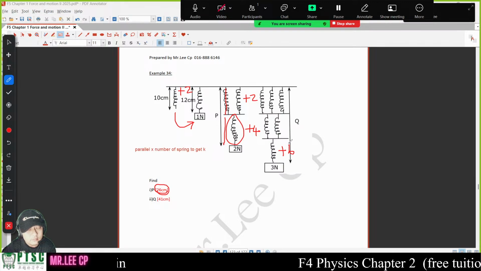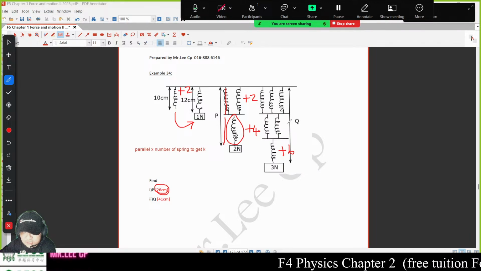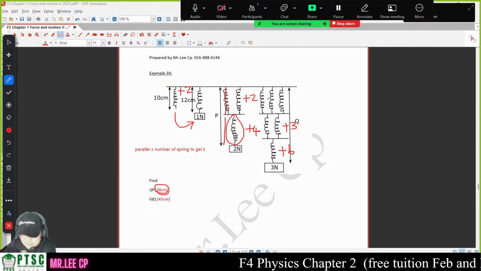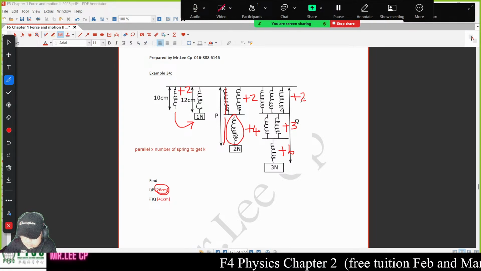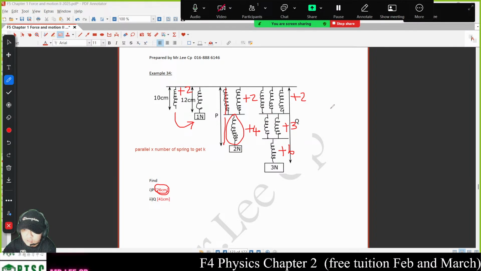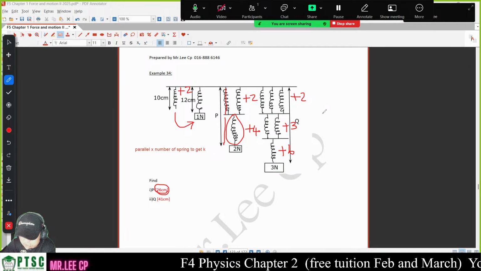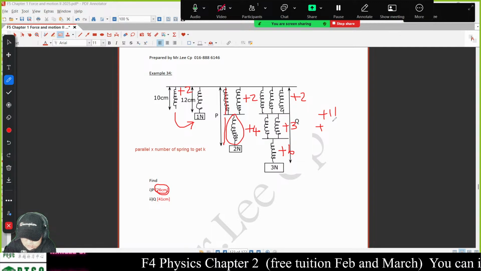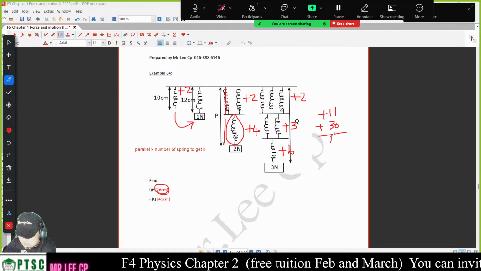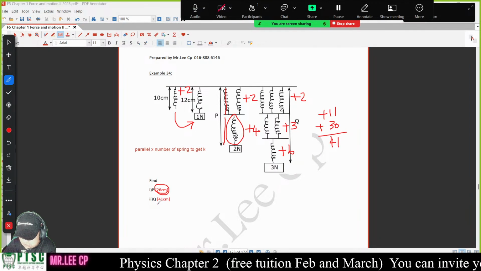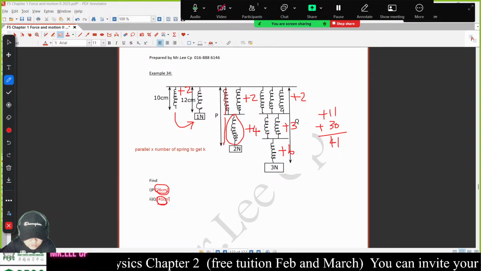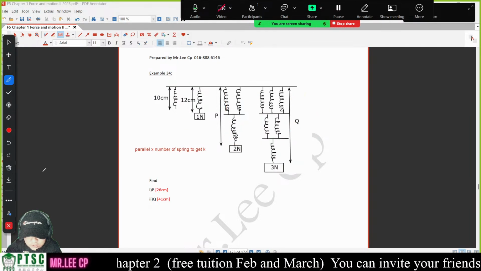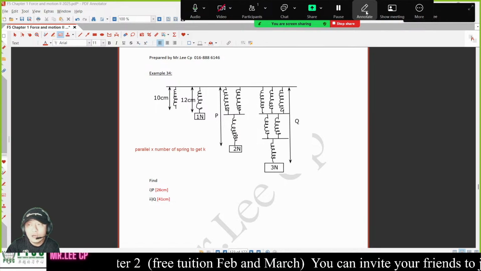How about this? 6 divided by 2 is plus 3. 6 divided by 3 is plus 2. So altogether the extension is 11, plus 10, 20, 30, so it is 41. You see, you can get the answer very quickly. But now I want to do it step by step to show you how to get the answer.